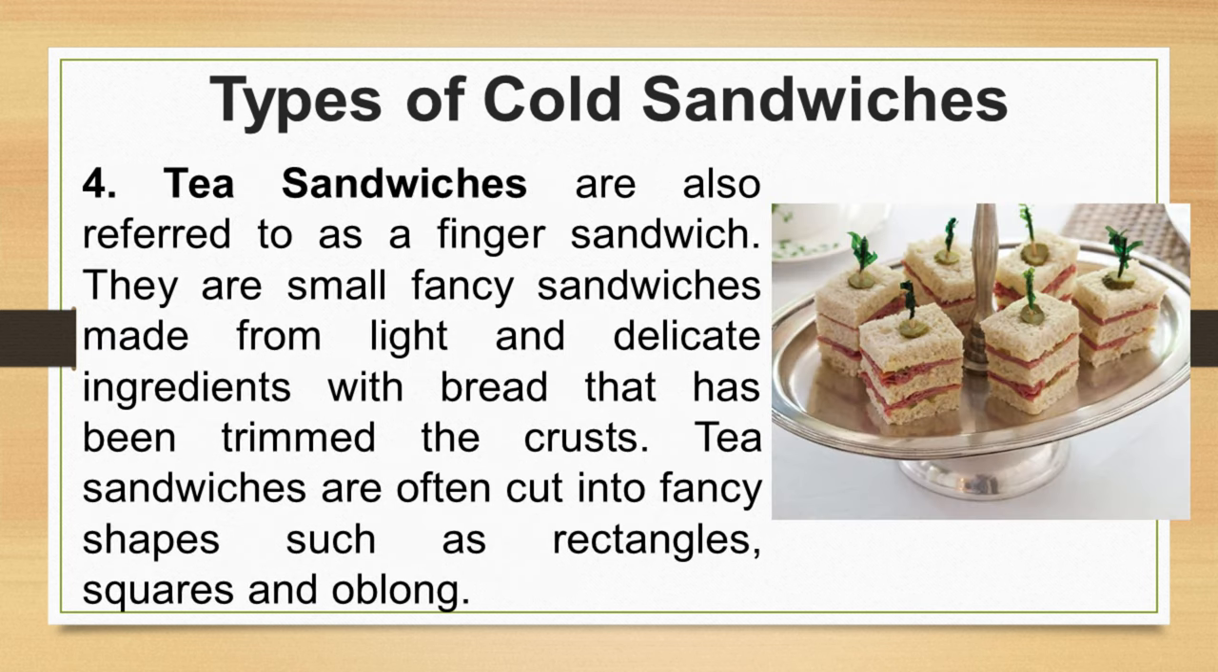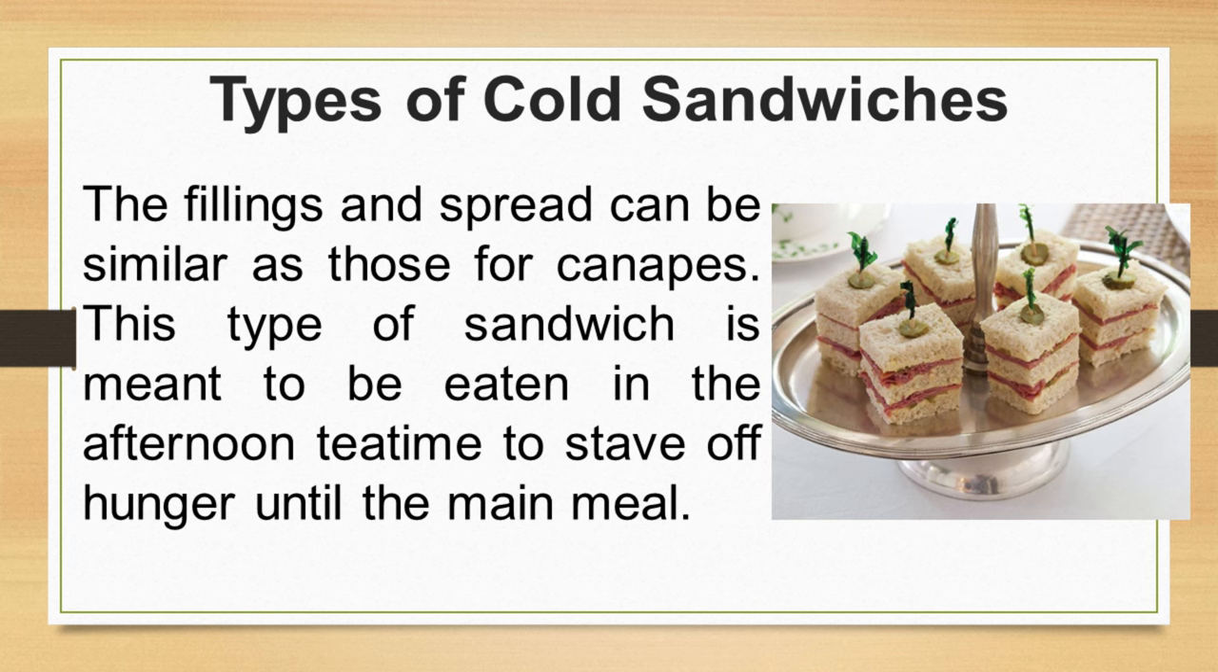Number 4, tea sandwiches are also referred to as finger sandwiches. They are small fancy sandwiches made from light and delicate ingredients with bread that has had the crusts trimmed. Tea sandwiches are often cut into fancy shapes such as rectangles, squares and oblong. The fillings and spread can be similar to those for canapés.